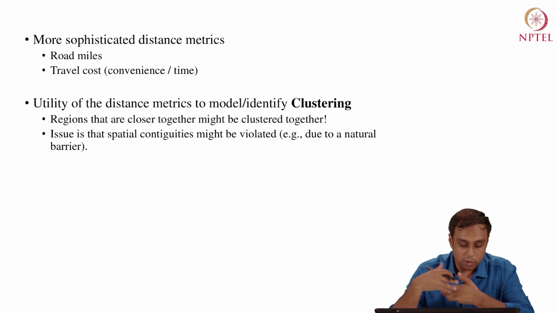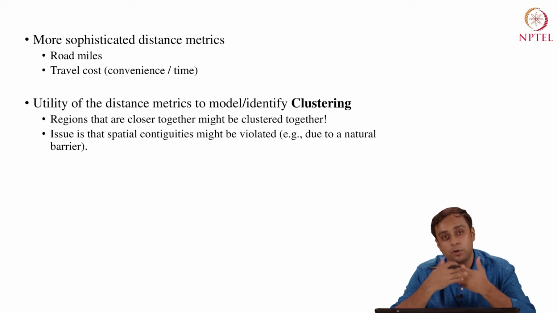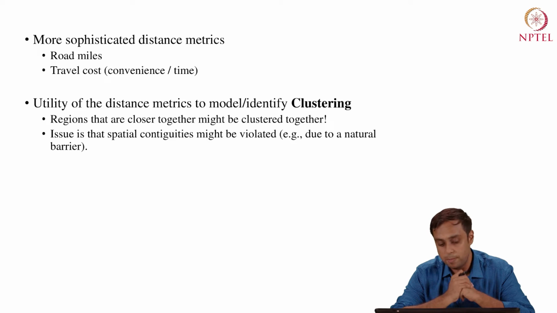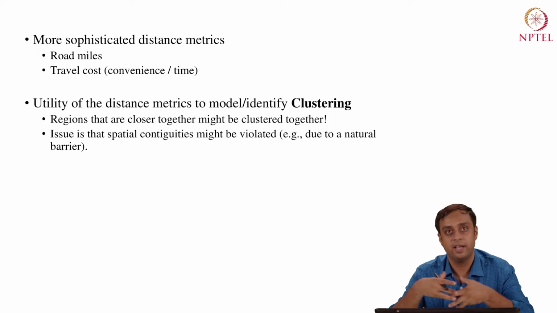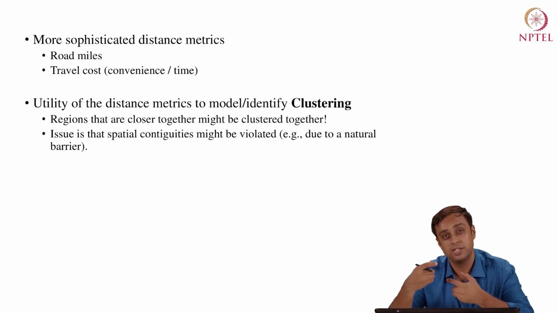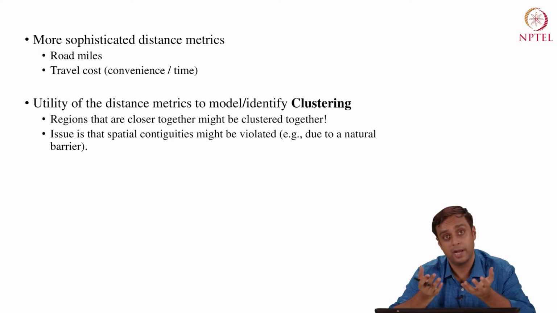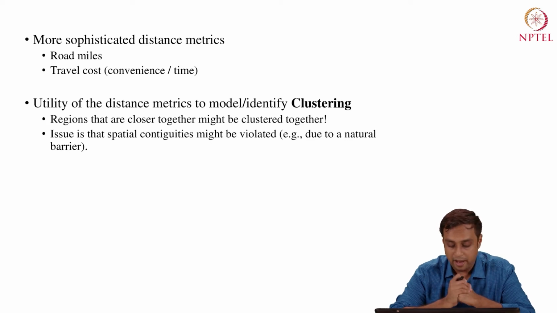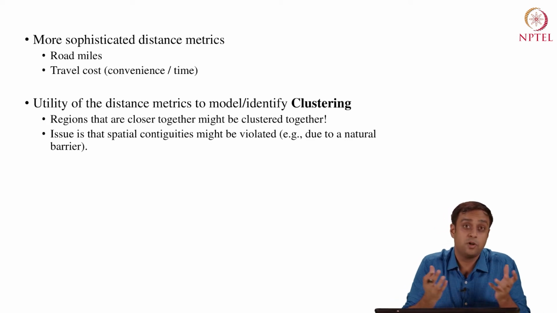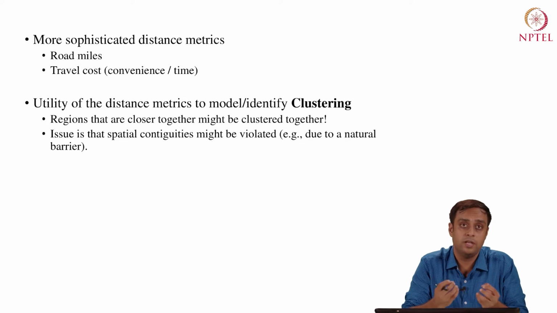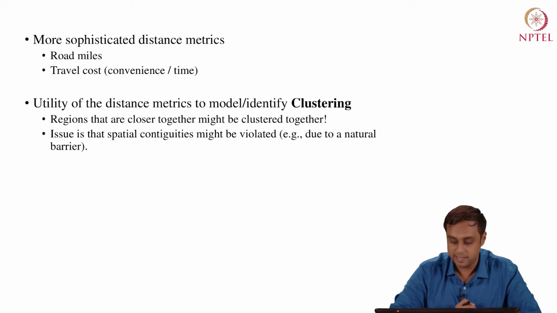But the question is, what is the utility of distance metrics, right? So the utility really is to be able to model or identify clustering between different pairs of points or locations in space where we are able to observe data. Here, usually regions that are closer together might be clustered together, right? And that sort of gives us a point forward in terms of understanding or characterizing spatial dependence in data.